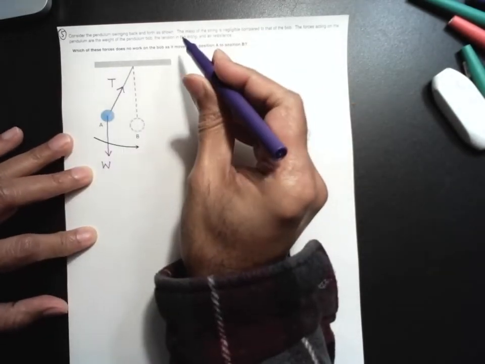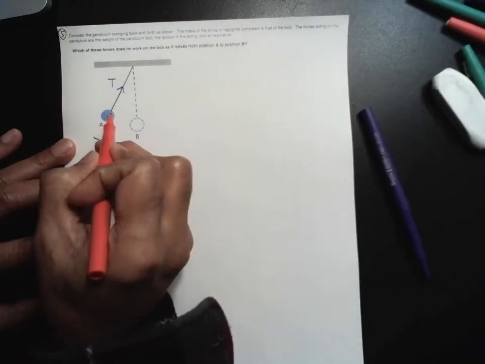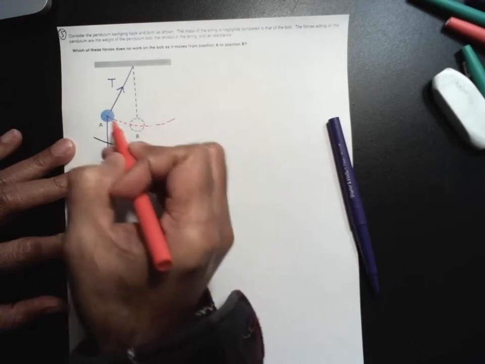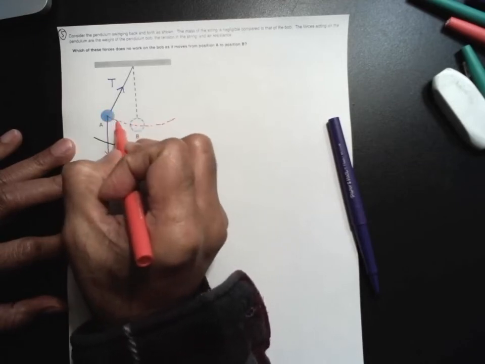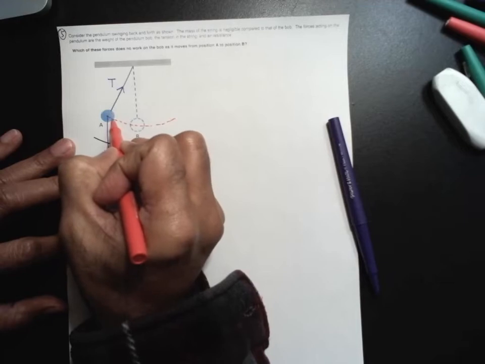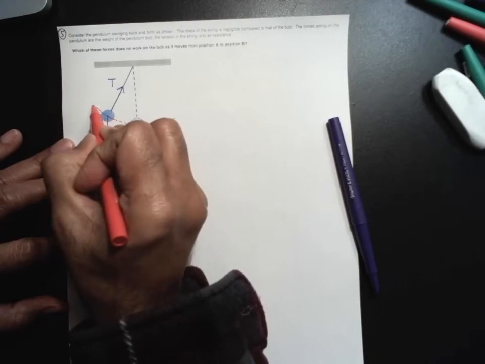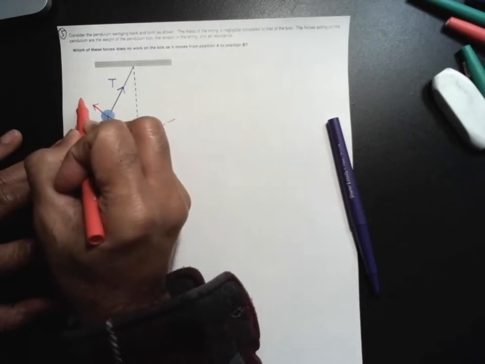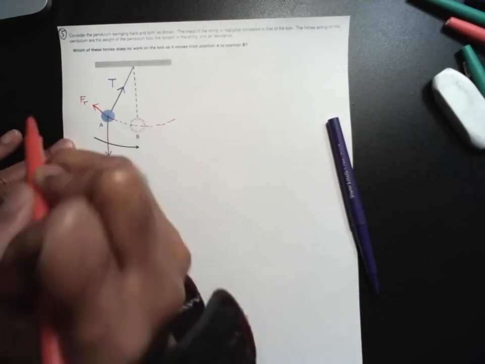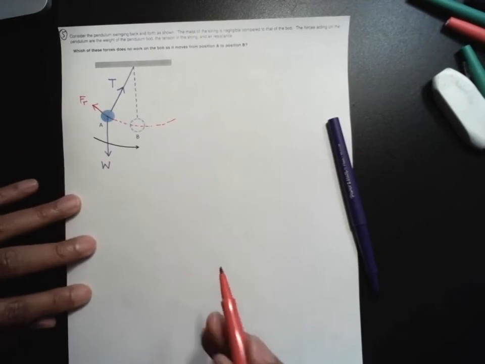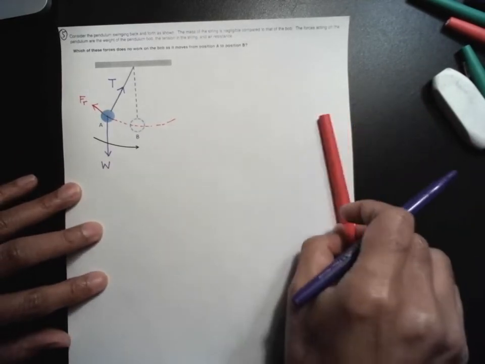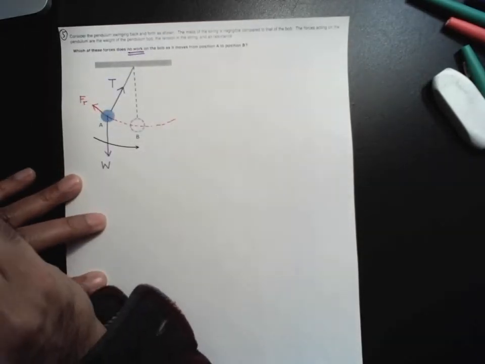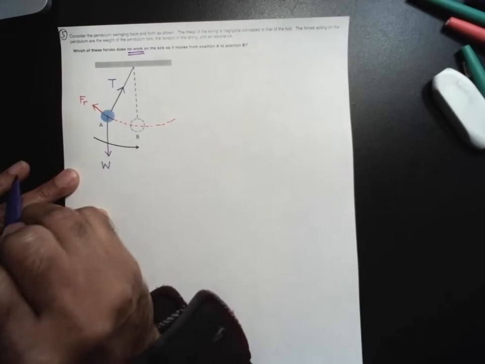And then there's air resistance. As it moves along this trajectory, everywhere the air resistance is opposite to the motion, and it's tangential. So it's just going to be like that. So that's your air resistance, F resistance, okay? All right, so now the question they're asking is which of these forces does no work on the bob as it moves from A to B?